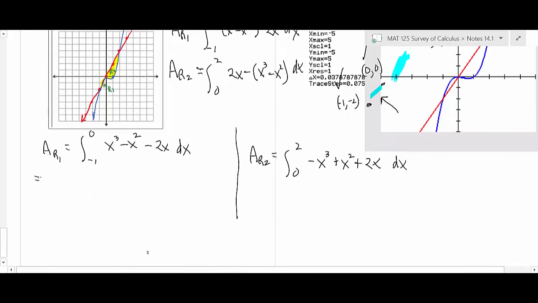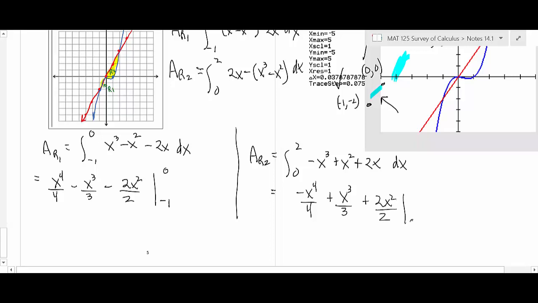Okay, so the antiderivative of x to the third is x to the fourth over 4. Antiderivative of x squared is x to the third over 3. And then we have 2x to the second over 2. We're going to evaluate that from -1 to 0. Okay? All right, then the next one, see everything's backwards. You're going to have negative x to the fourth over 4 plus x to the third over 3 plus 2x to the second over 2, evaluated from 0 to 2.